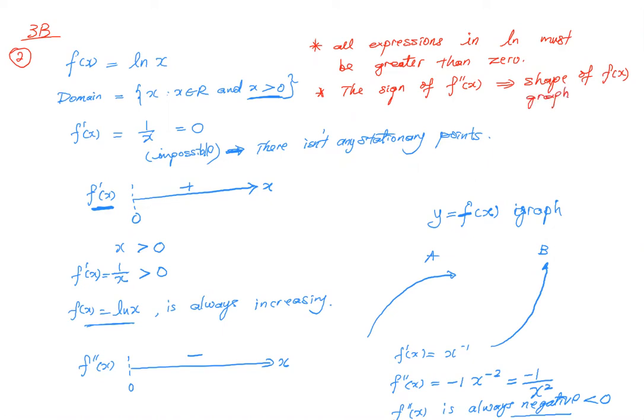So can you please tell me A or B? The sign is negative. I think it's A. Why? Because this is concave. You don't believe me? You put it into your graphic calculator and see whether it's A or B.